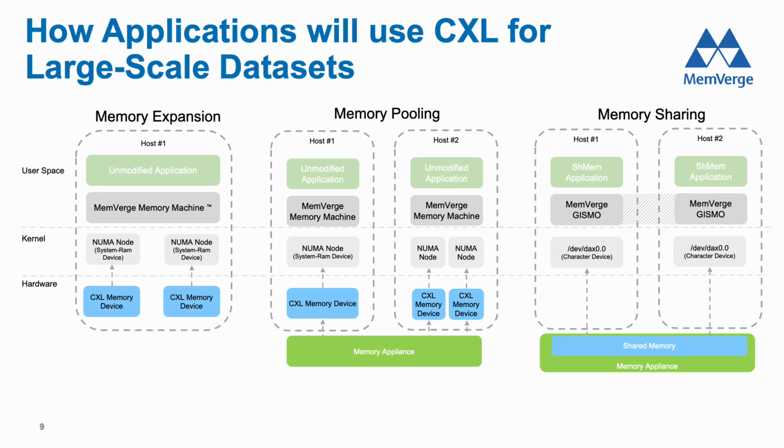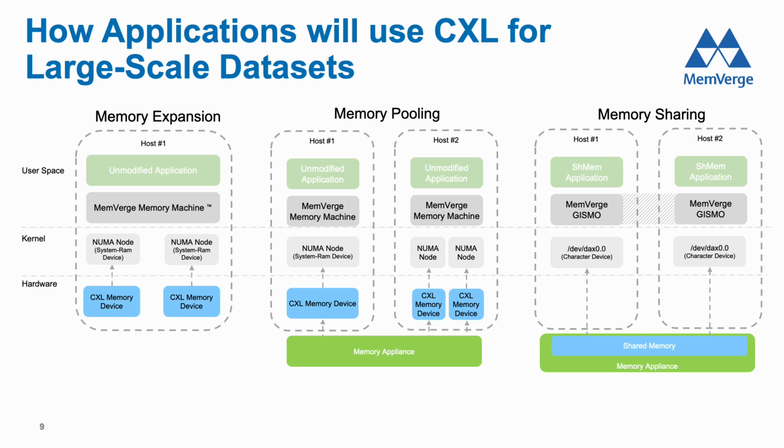In all three cases, Memory Machine can be used. So for example, in the memory expansion and pooling, our quality of service, latency, and bandwidth policies can manage that data placement among the CXL devices, as we previously discussed. This is great for existing unmodified applications that need additional capacity and bandwidth that CXL delivers.